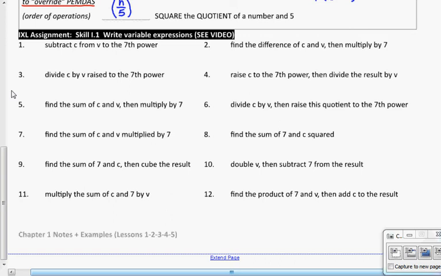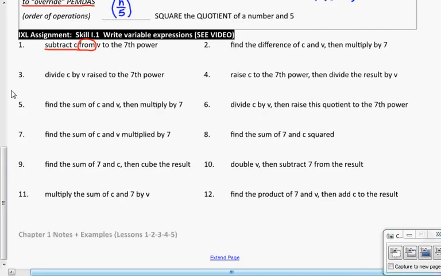Okay, I'm looking at some examples from IXL Skill I1. Write a variable expression for the given phrase. So number one says to subtract C from V to the 7th power. Subtract C from V to the 7th power.